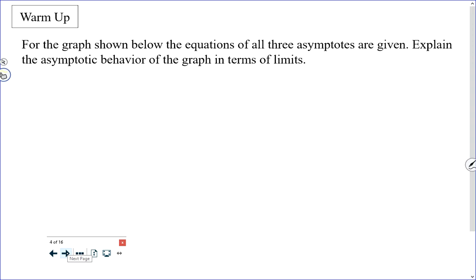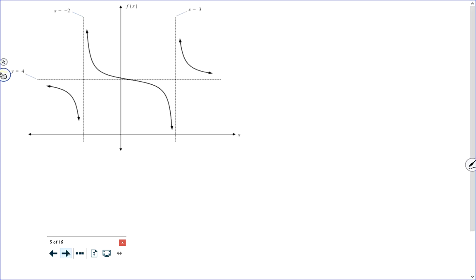You're given a graph and the equations of 3 asymptotes, and you're asked to explain the asymptotic behavior of the graph at a calculus level. Okay, this is the way we want to address this problem. We don't want to just say something like, well, the graph gets closer to the asymptote. We want to be a little more sophisticated than that. So there's the graph. It's pretty small on your viewing screen, but I'm going to need a bit of room to write some things down. Let's talk about the horizontal asymptote first.